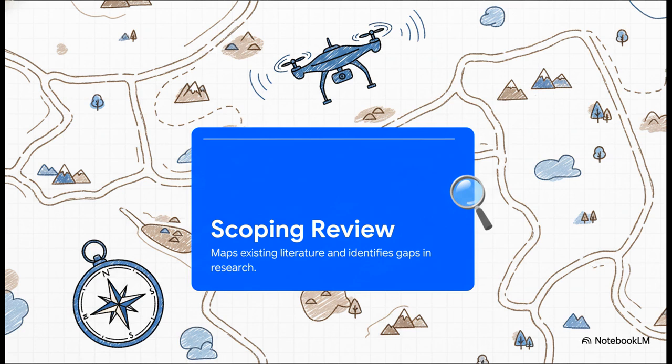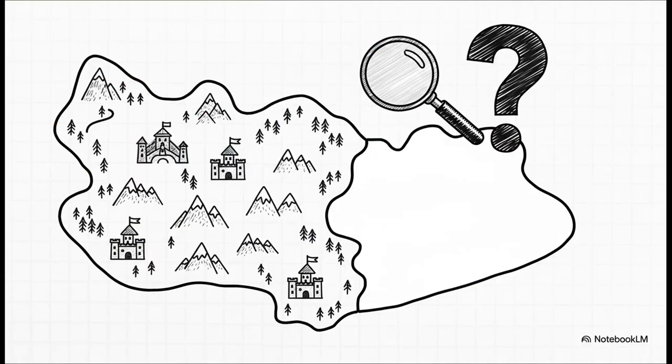Next up, the scoping review. I want you to think of this as your reconnaissance mission. It's like sending out a drone to map the entire landscape of research on a broad topic. Its job isn't to answer one specific question, but to see what's out there. You use this to get the lay of the land.